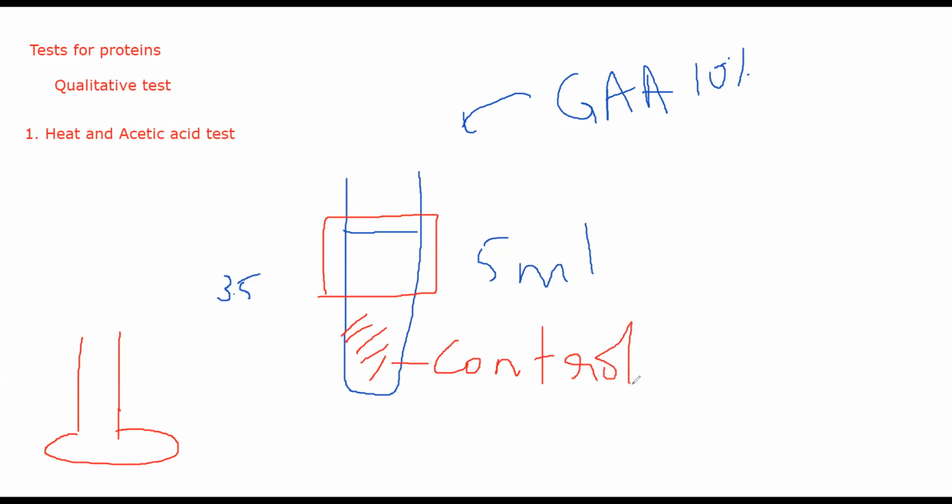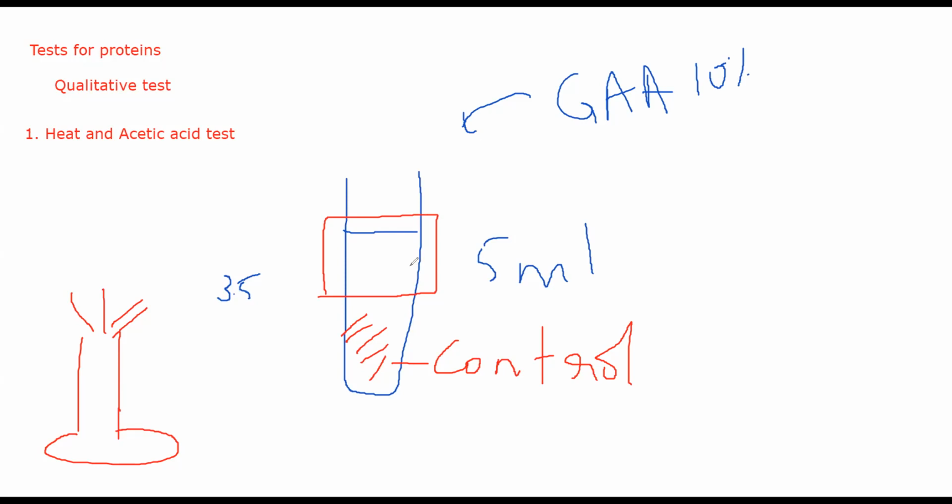This is done because you are keeping the lower part as control. So you're taking a 5 ml test tube, filling 2/3 of its volume with urine, and only the top part you'll heat over the flame, the lower part you will not heat. Once you have boiled it, if precipitation or turbidity appears, you will add a little bit of 10% acetic acid.